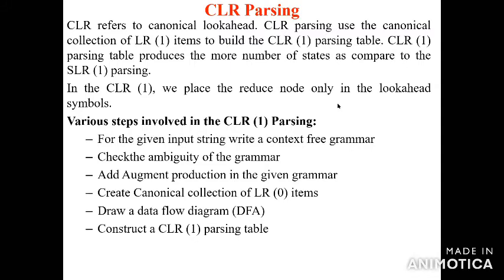After that, we go to the CLR parsing table construction. So what is CLR parsing table construction? CLR means canonical look-ahead. So what does look-ahead mean? In the SLR parsing table, we use the follow function. Here, in the CLR parsing table, there is no need to use the follow function. You directly calculate the look-ahead symbol based on the given grammar. That is called CLR parsing. So CLR parsing uses the canonical collection of LR(1) items.